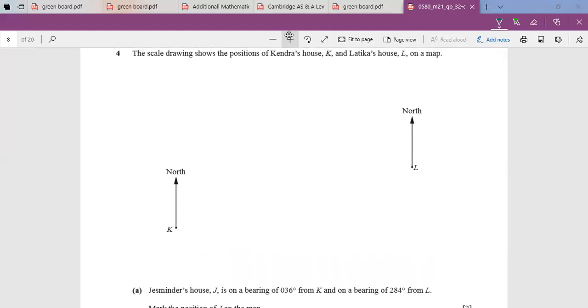So what you need to do is get your protractor and, using this line, measure 36 degrees. So 36 degrees would take you somewhere here. That is your 36 degrees. Because we are saying bearing of J from K, J could be somewhere here, and since this angle is just 90, it cannot come this side. Then the bearing of J from L, meaning that if we put a line here, the bearing from this point to that point must be 284.